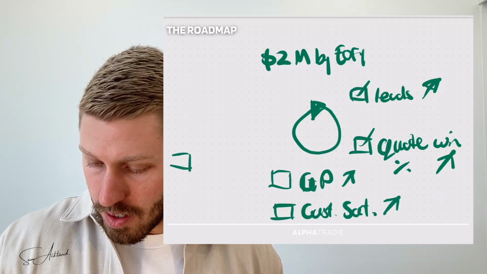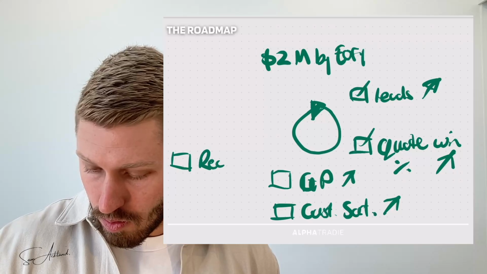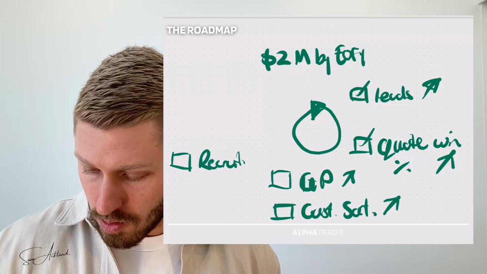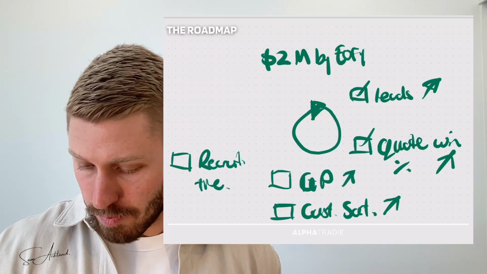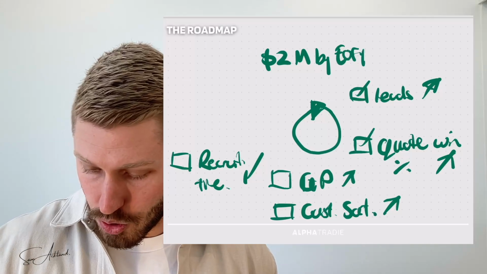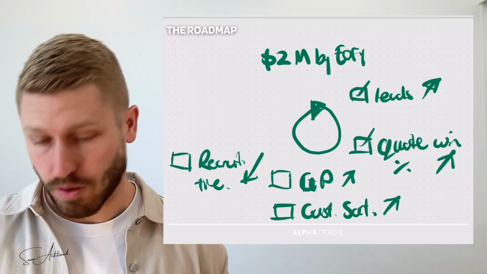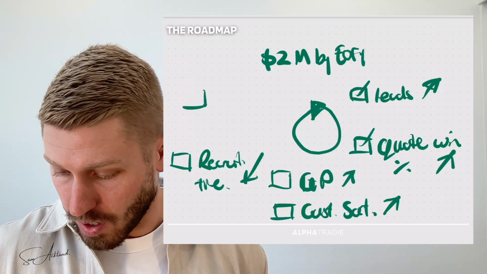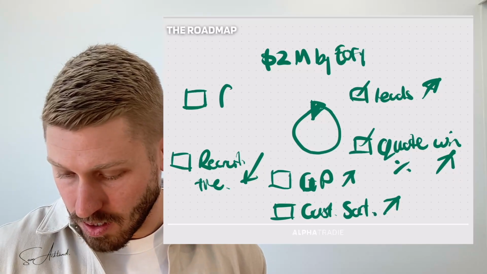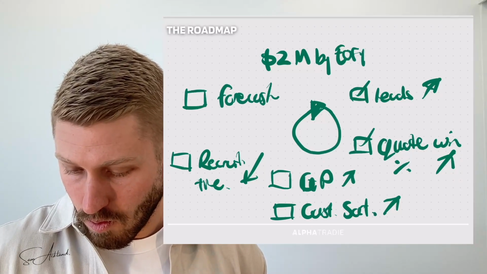Our ability to recruit, our recruit time needs to be shortened. We need to be faster at recruiting. And also we need to make sure that we are forecasting for profit.